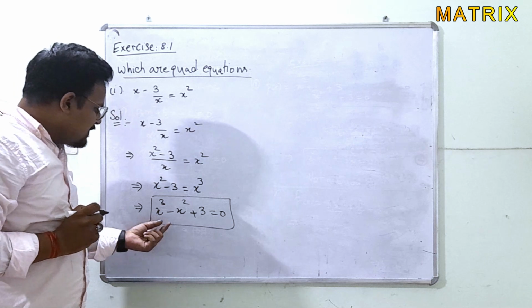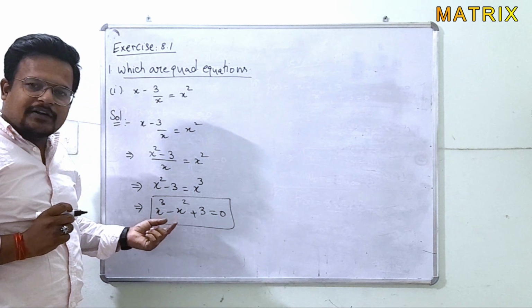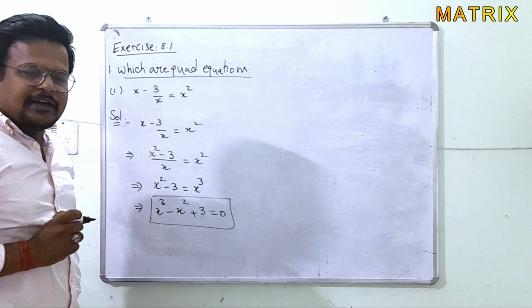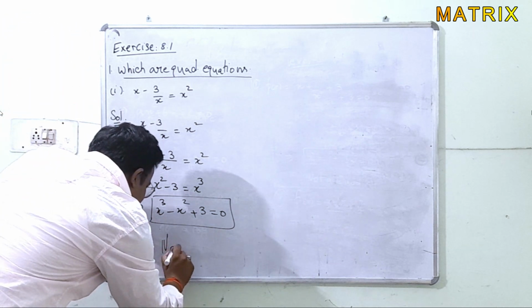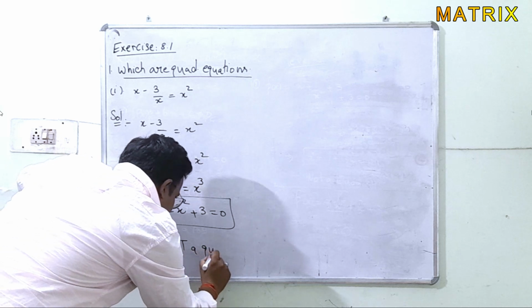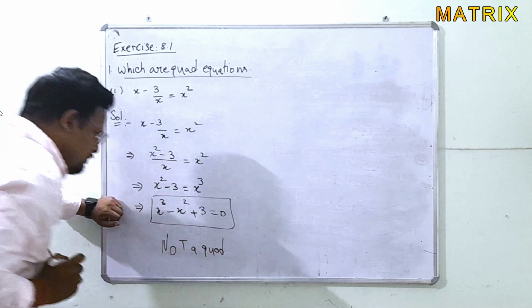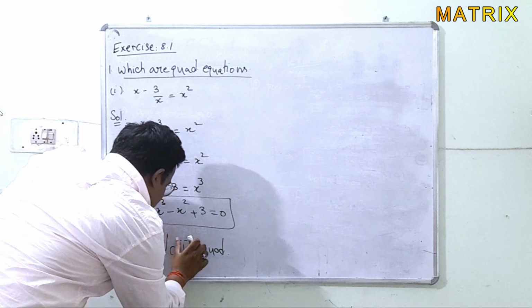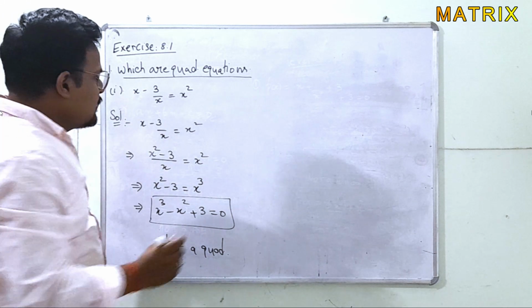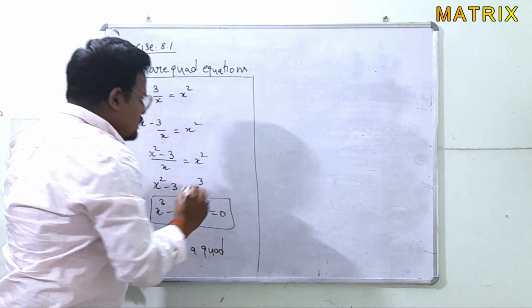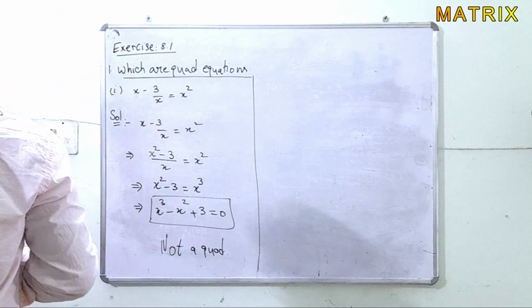Clear? So this is not satisfying the condition for a quadratic equation. The degree is 3, so it will not be a quadratic equation, which means we can say this is not a quadratic equation. Clear? All right. So let's solve one more question.